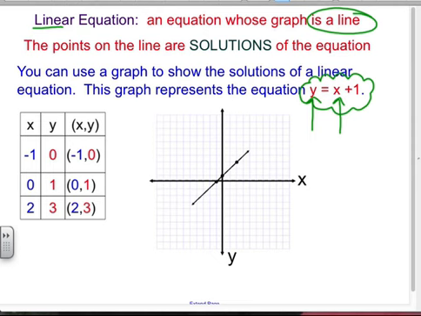It says here in blue, you can use a graph to show the solutions of a linear equation. And in fact, you're going to today, and it had better make a straight line. We're making linear equations, straight line equations. And this graph that you see here on this page, believe it or not, represents that equation that I circled, where y equals x plus 1. Okay, here's how the math works behind all of this. We're going to use what's called a table of values.